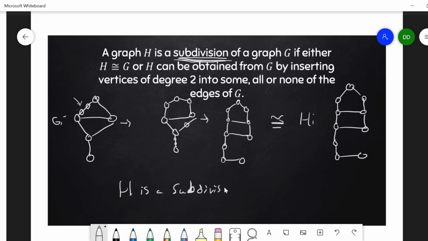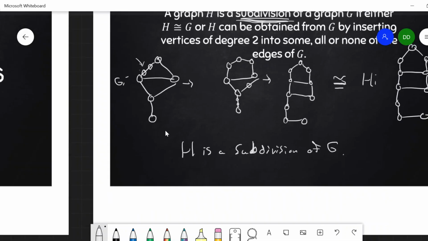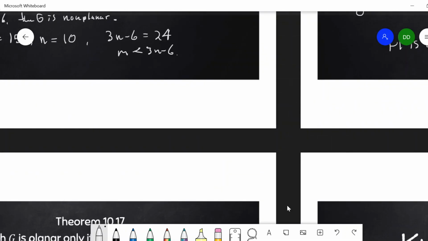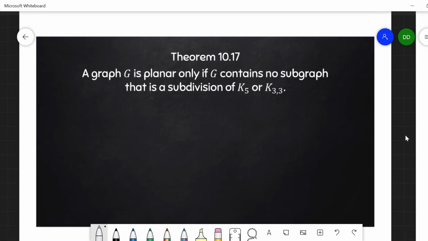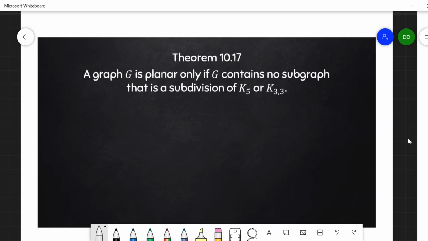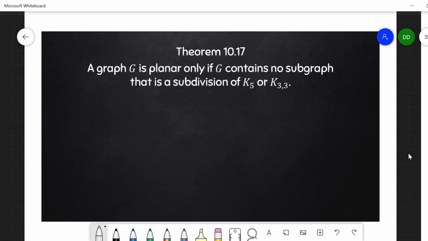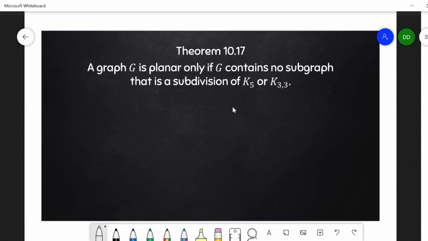Subdivision of G. It's not true that H is equal to the subdivision graph of G, but we do say it's a subdivision of G. So, all right, big theorem. A graph is planar only if it contains no subgraph that is a subdivision of K5 or K3,3. That is, if it contains a subdivision of K5 or K3,3, then it's non-planar. All right, so how do we establish this?